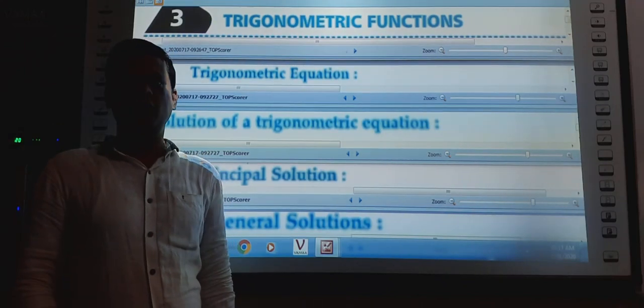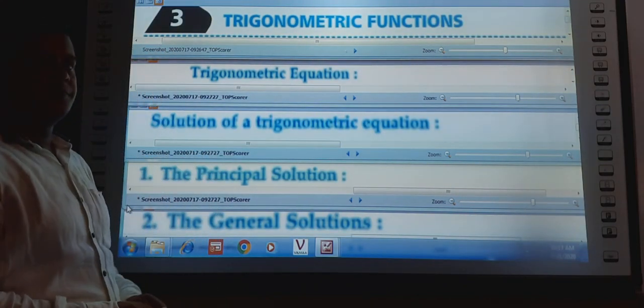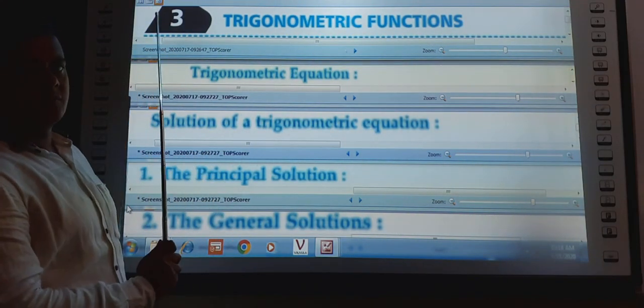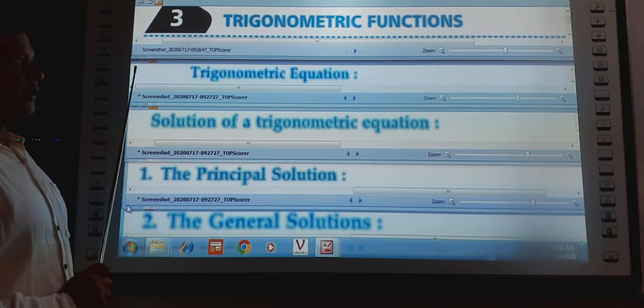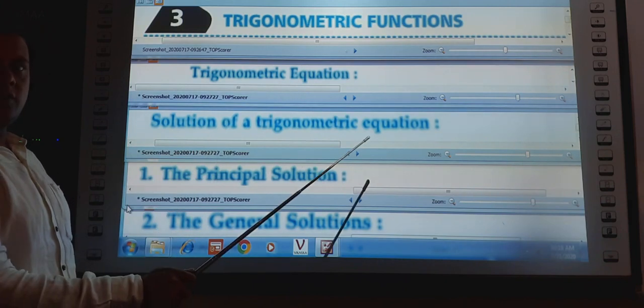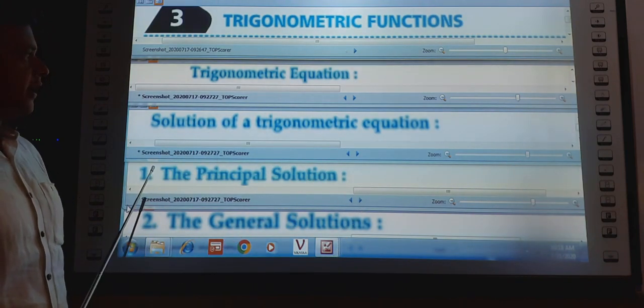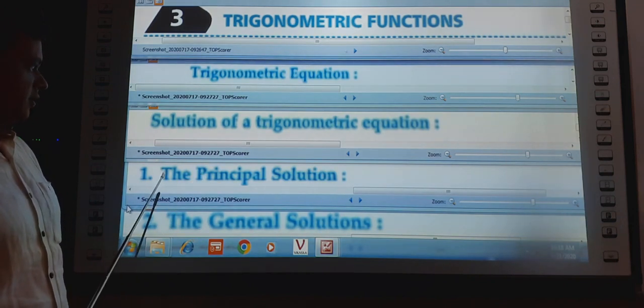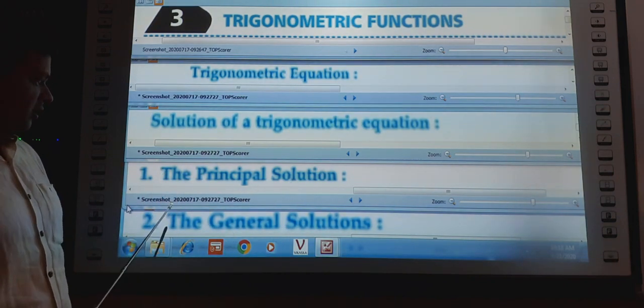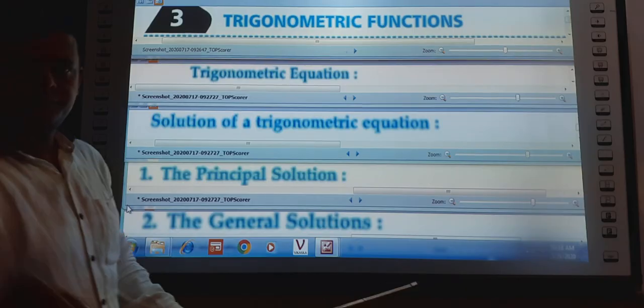Now today we are going to start a new chapter, trigonometric functions. In that we first see trigonometric equation, solution of trigonometric equation, then types of solution of trigonometric equation, that is the principal solution and the general solution.